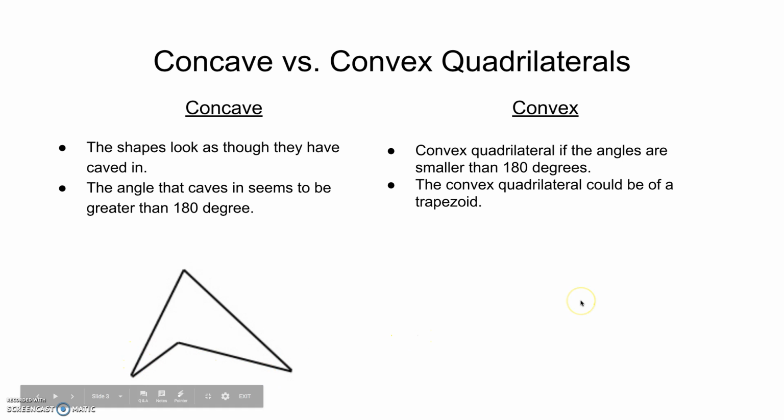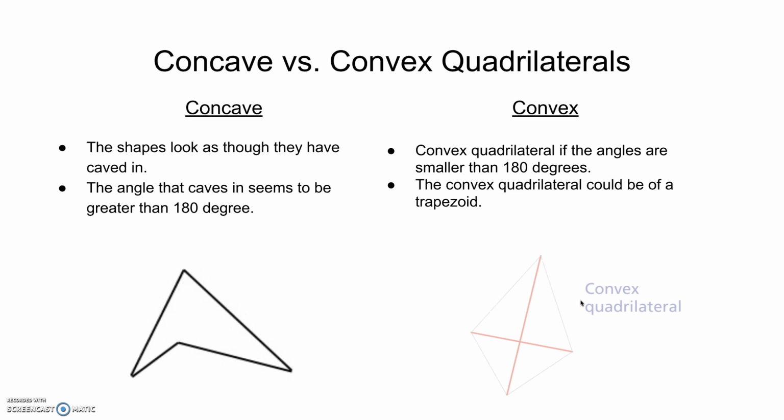Although, if all of the angles seem to be smaller than 180 degrees, it is most likely a convex quadrilateral. A convex quadrilateral does not cave in, and an example of a convex quadrilateral is a trapezoid. A trapezoid has 2 parallel lines, but it has 4 angles, vertices, and sides.